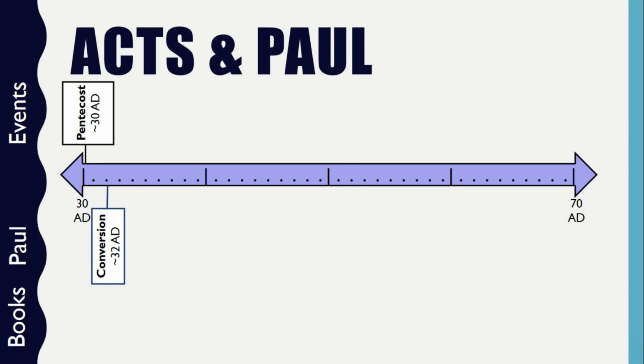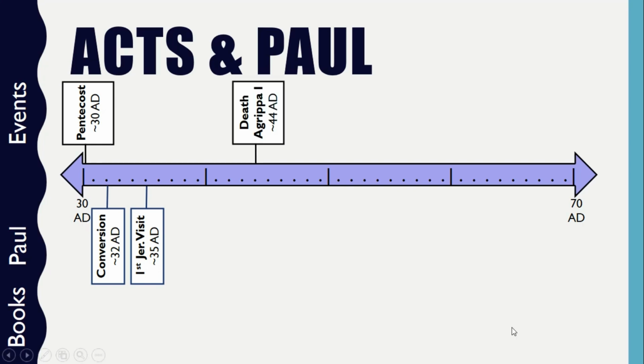Pentecost is around 30 AD. Paul is converted about 2 years after that, in 32 AD. Paul's first visit to Jerusalem is in 35 AD. He mentions that in the book of Galatians. We have the death of Herod Agrippa I in 44 AD. That's an important New Testament event for timing other things.